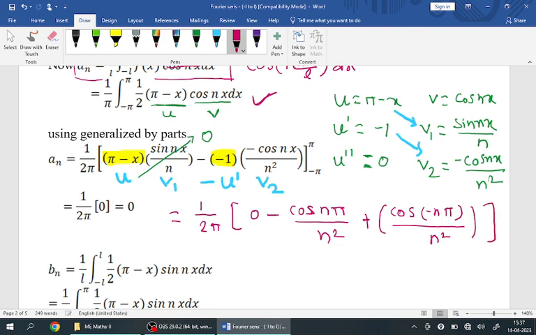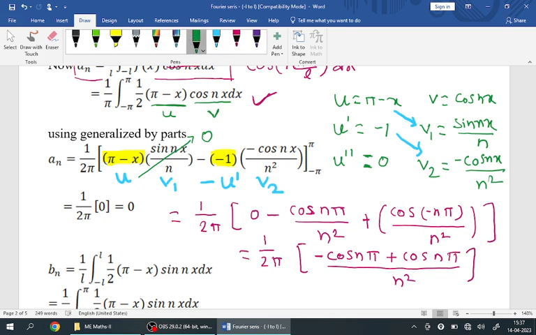So this way, I replace x by pi and x by minus pi. What happened here? 1 by 2 pi as it is, this minus cos n pi. Remember, cos of minus theta is cos theta. So indirectly we are getting minus cos n pi. The first term is minus cos n pi. The second term becomes plus cos n pi. Why plus cos n pi? Because cos of minus theta is plus cos theta, only upon n square. But these are the same terms, and they cancel each other. And what we got? The answer is 0 there.